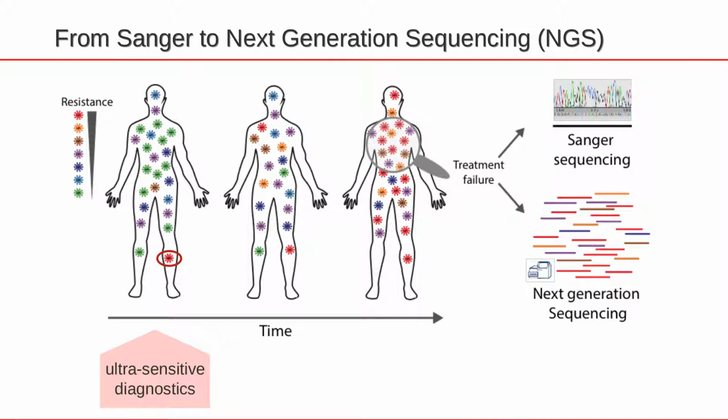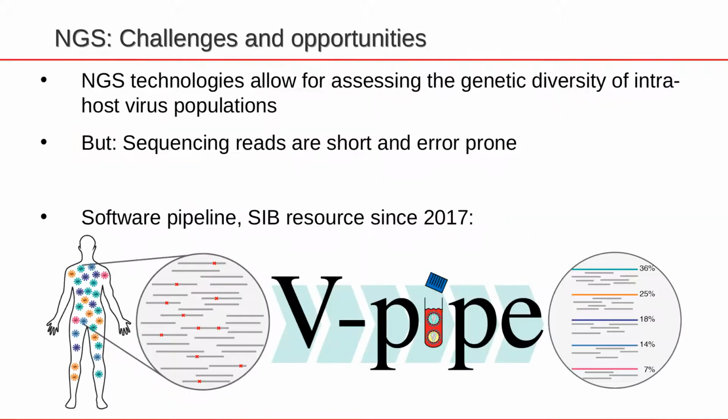A solution to be able to see the diversity and see the rise of new variants much earlier would be using next-generation sequencing. NGS technologies allow for seeing such fine details, but they come with their own shortcomings. The reads are short and the method is prone to errors. To address these problems, a new software pipeline has been introduced by the SIB in 2017, VPipe.